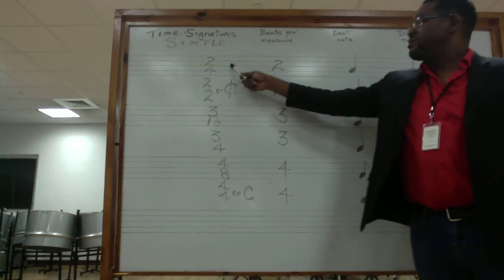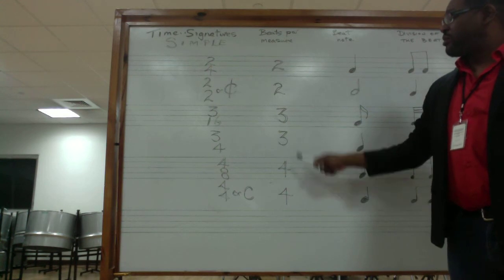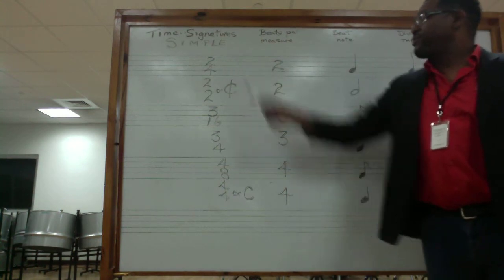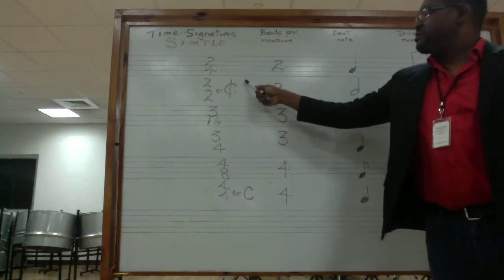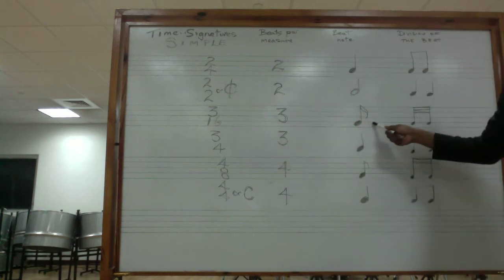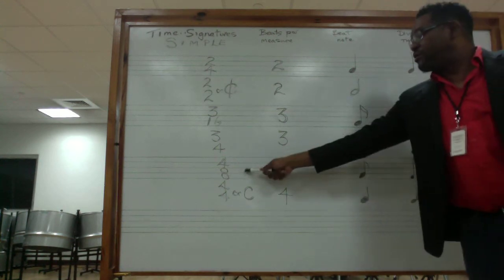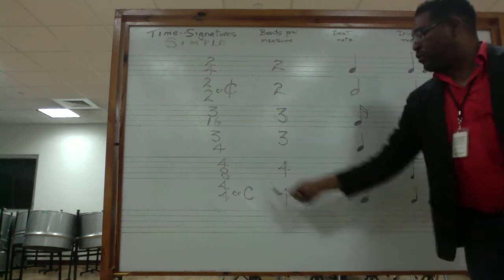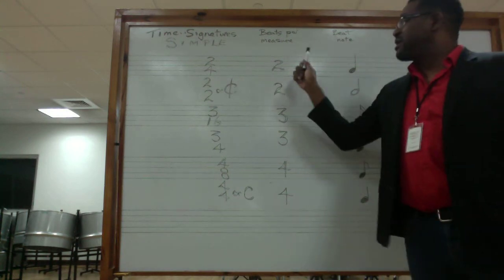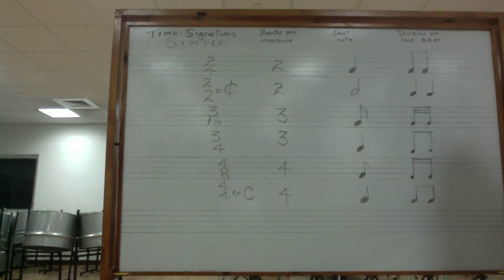Simple time: duple, triple, quadruple. Duple means 2 beats per measure, 2/4, 2 quarter notes, 2/2, 2 minims. Triple time, 3/16, 3 quarter notes. 4 eighth notes, 4 quarter notes, 4 crotchets. Yeah? So at simple time signatures, duple, we have triple, we have quadruple. Okay? Pretty straightforward.